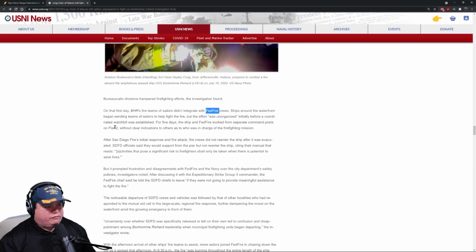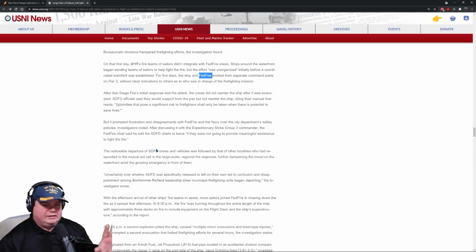Okay, ships around the waterfront began sending teams of sailors to help fight the fire, but the effort was unorganized, which is the federal firefighters' fault. Initially, before the coordinated watch bill was established, for 5 days, the ship and the federal fire worked from separate command posts on Pier 2 without clear indication as to what the other team was doing. So they should have worked together. Ship's crew and the federal firefighters should have had one command post coordinating efforts to limit the further damage of the fire. I almost feel at this point it's too late. After 10:50, after that explosion, it's almost too late.